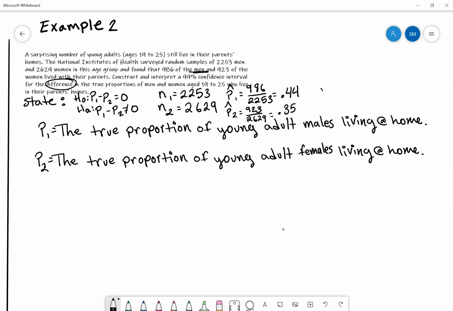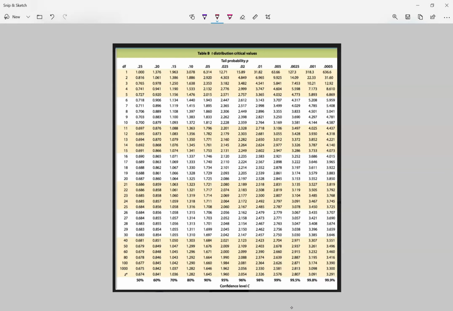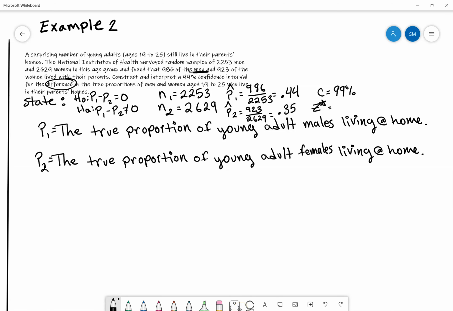So now the fun part. We are looking at our confidence interval. It's not always going to be 99%. For some reason, the examples that I chose both had 99%. Our z star, we're going to need to find table B. At the bottom of table B, the confidence level is at the bottom, and z star is here. So 99% is 2.576.